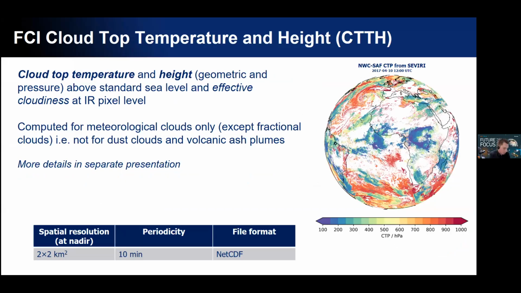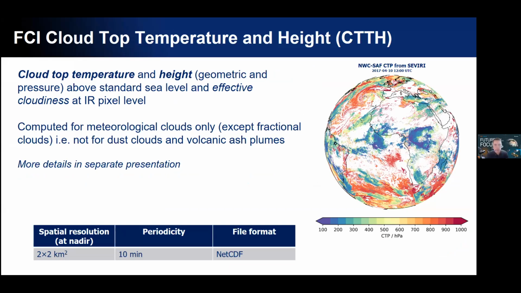Next one is the cloud top temperature and height. So this is for all meteorological clouds, the cloud top temperature and also the geometric height, so in kilometers, or the pressure height, so in hectopascal over the standard sea level, and it also provides the effective cloudiness. I should also note here that this is only provided for liquid and ice clouds, so it's not provided for dust plumes or volcanic ash plumes.